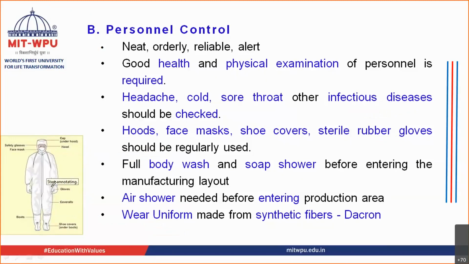Then they should be wearing proper attire. For example, they should have hoods, face masks, shoe covers, and sterile rubber gloves, etc. That's why we are providing the change room facility. Inside the change room, they should change themselves, and only then enter the sterile area. They should take a full body wash and a soap shower before entering the manufacturing area. Before entering, they should also take the air shower.